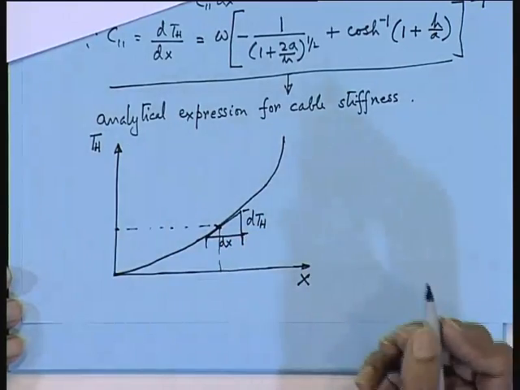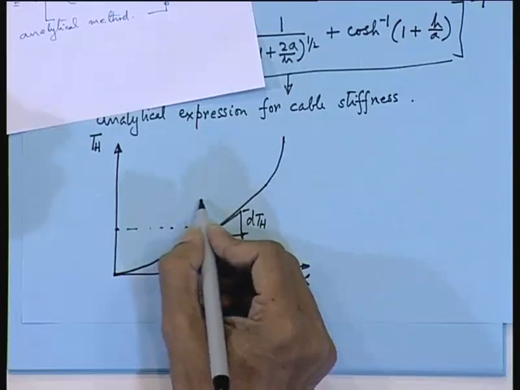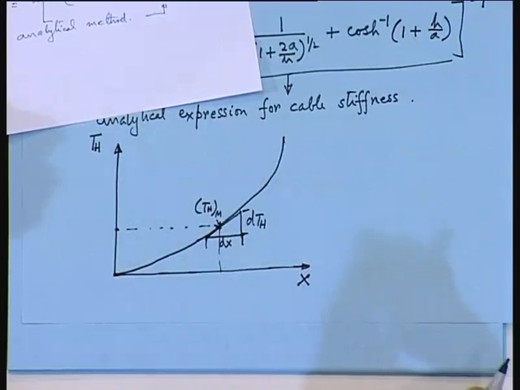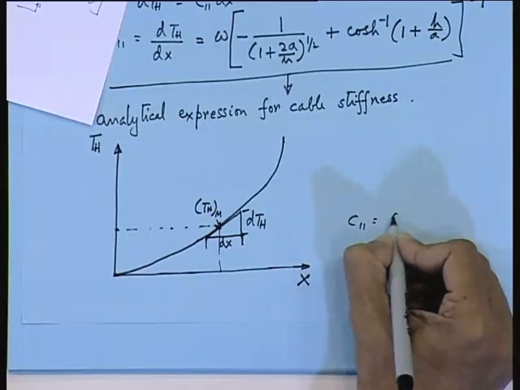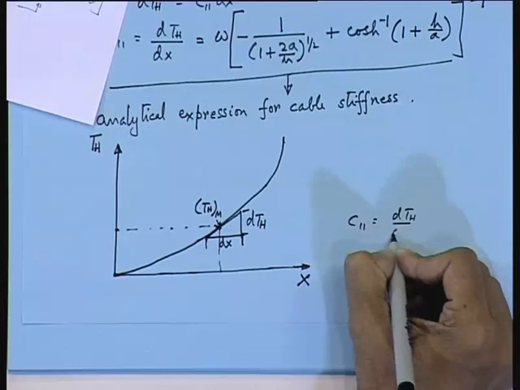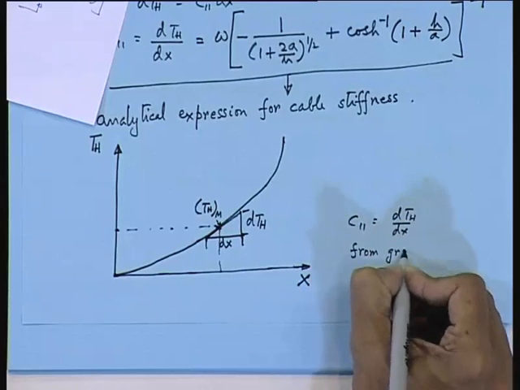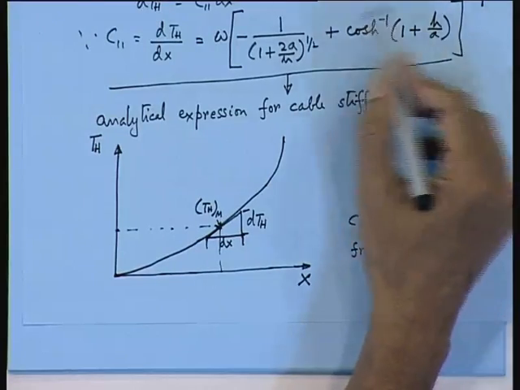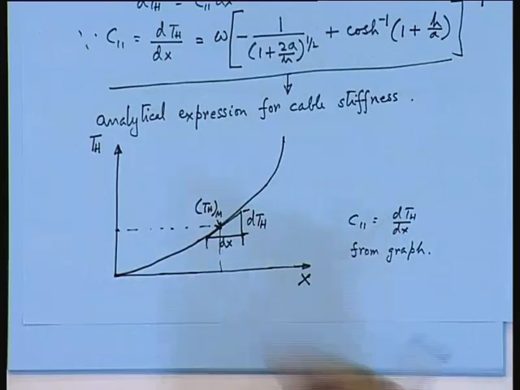So TH you can find out at, say, in our case you can find this at THM. Say this is your THM. So from this you can find out C11 is equal to dTH over dx. So this is from the graph. So for the analytical expression, you can find out the correctness of this because we have simplified the other terms. So this you check by drawing a graph from the equations, from the cable line equations that we have got.